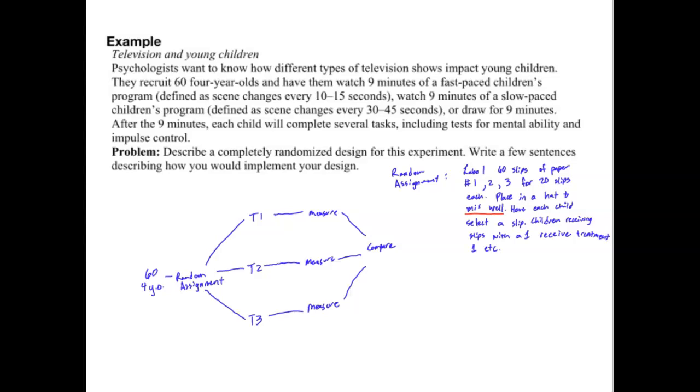Okay. So describe the random assignment. If you labeled the diagram the way I did, where you didn't actually write out what the treatments are, you would then want to make sure you state those treatments. So treatment 1, treatment 2, and treatment 3. So let's say treatment 1 is fast-paced programming. Treatment 2 is slow-paced.